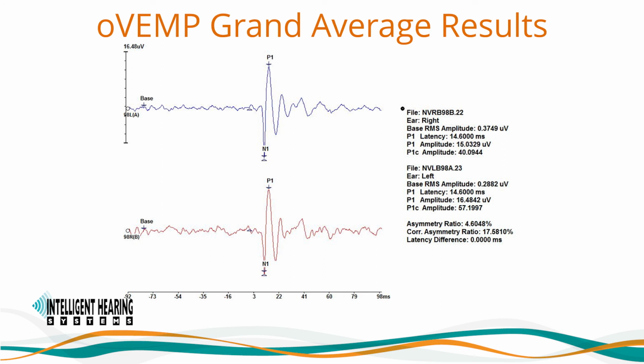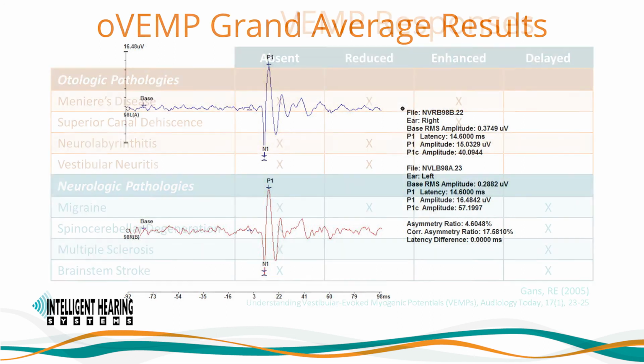Note that unlike cVEMPs, for oVEMP recordings, the N1 trough occurs and is labeled prior to the P1 peak. Make sure to drag the amplitude marker of P1 to the N1 location. Next, compare the recordings. Do a multi-selection of both left grand average and right grand average and choose Process Compare Selected, or view the Compare tab in the recording information screen to obtain asymmetry ratios.